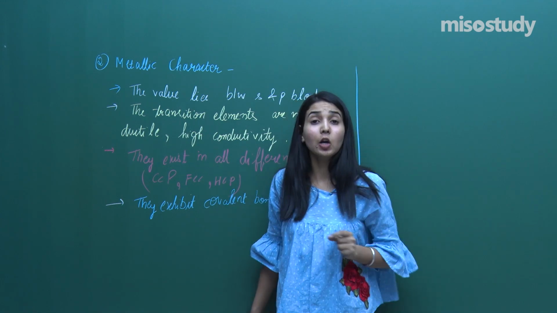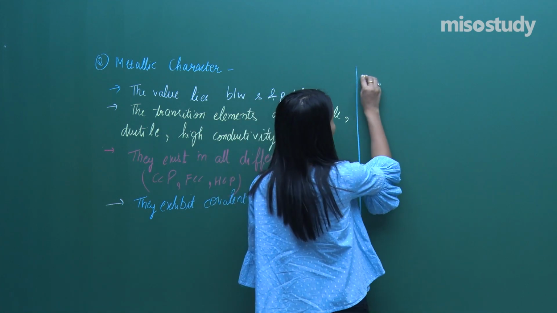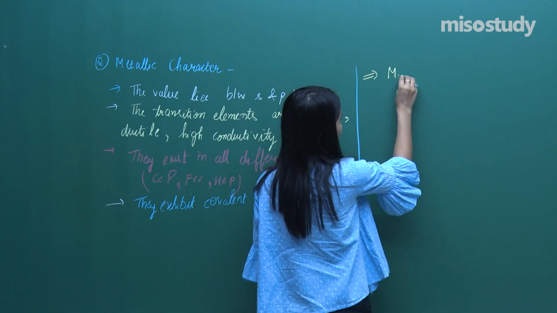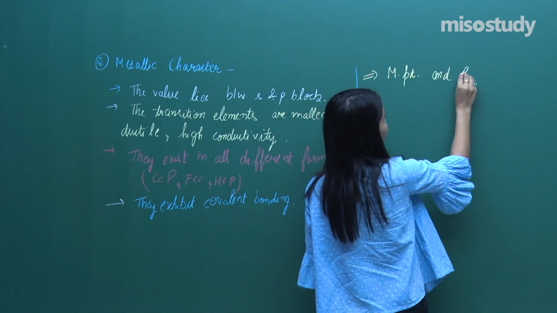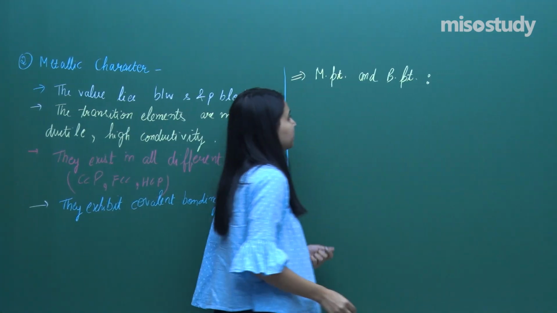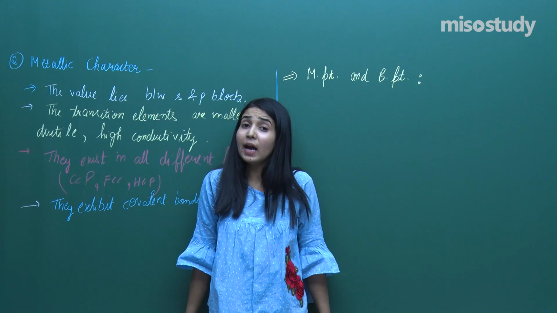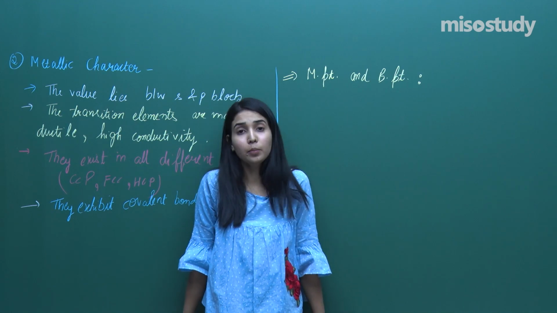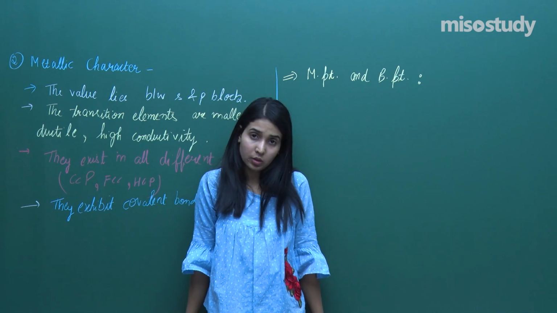Then the next trend that we have to discuss is your melting point and the boiling point. So I write melting point and boiling point. Now we will see, when I have to discuss your melting point and your boiling point, there is not going to be any regular trend.